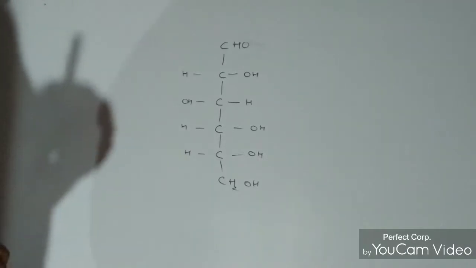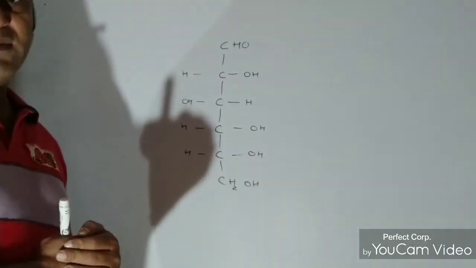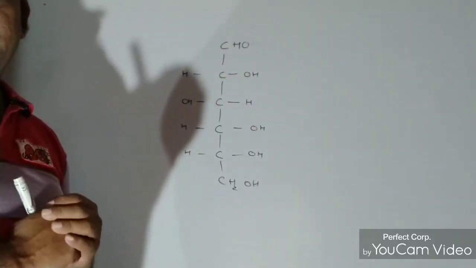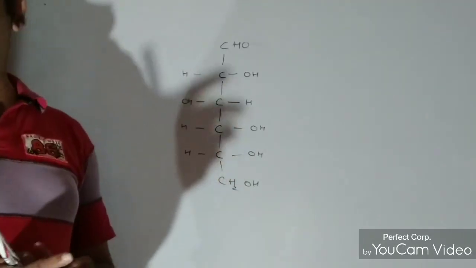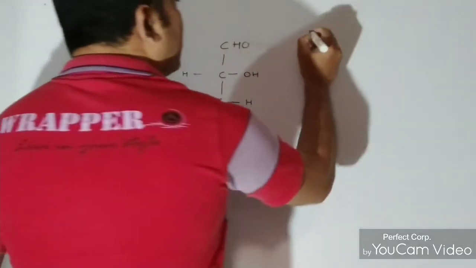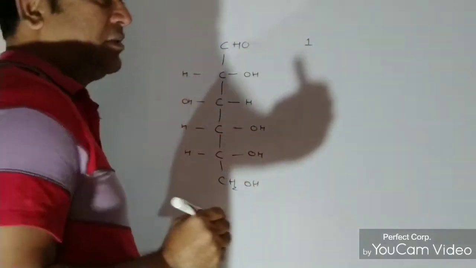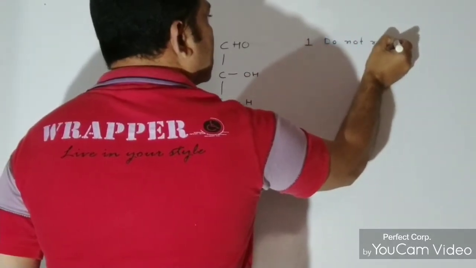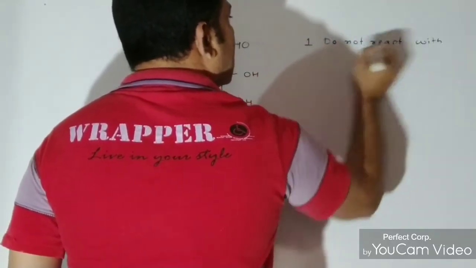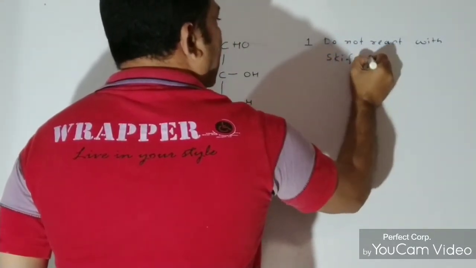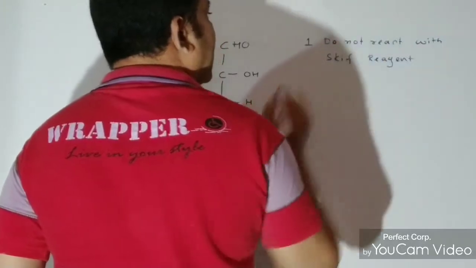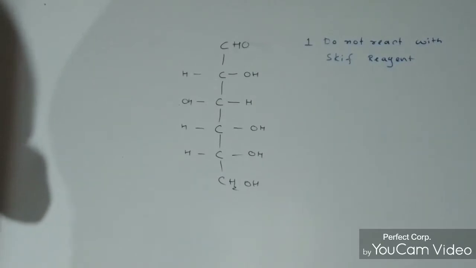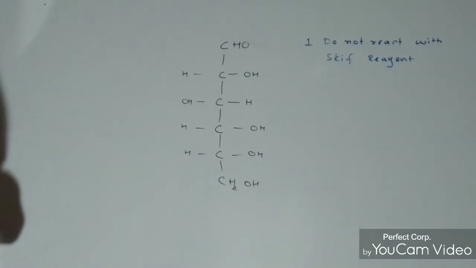Now in this structure, some problems arise. What? Here we are finding that an aldehyde is present. As it is an aldehyde, it should give the reaction with Schiff reagent. But it is not reacting with the Schiff reagent. That is the first problem.